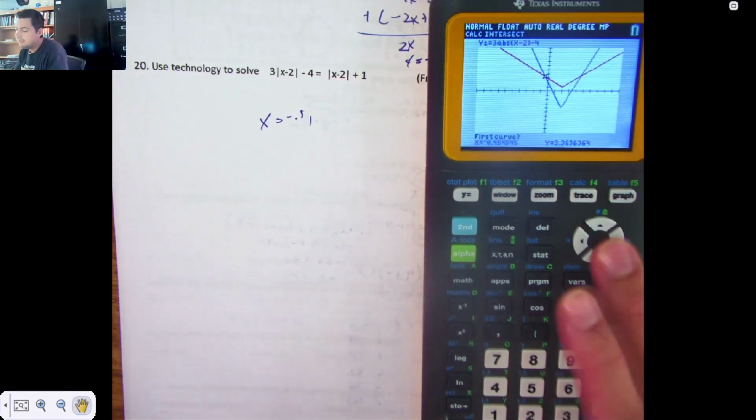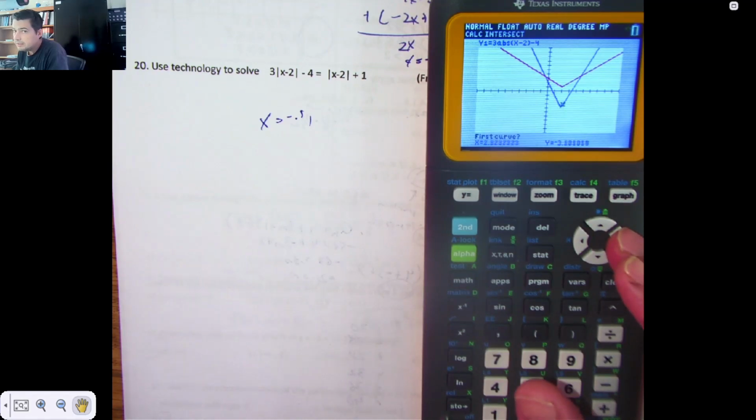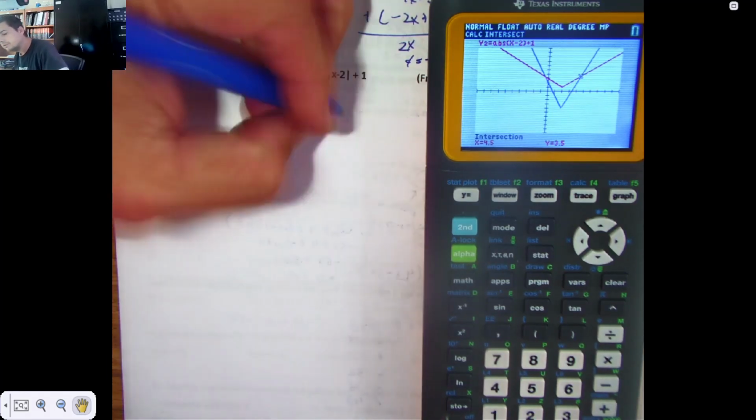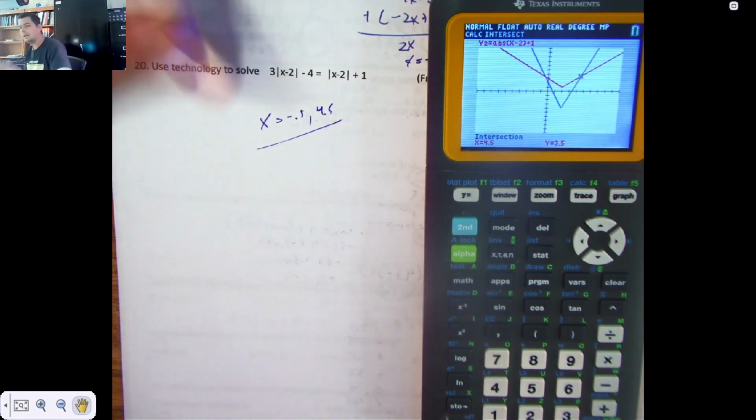Second trace 5. I think what a lot of them did is they didn't hit second trace. They just hit trace and got close. Enter, enter, enter. 4.5. Ta-da!